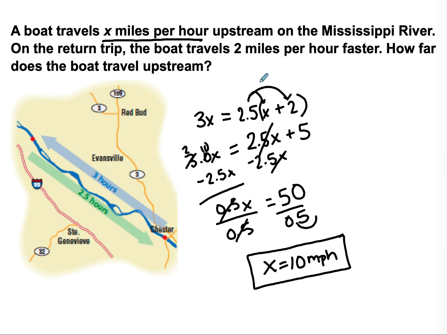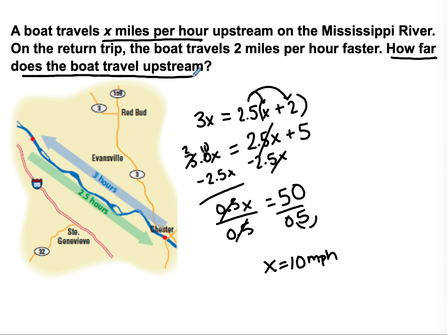So 10 miles per hour is the speed. Oh, wait, hold on. I'm going to erase my box. X equals 10 miles per hour. That is the speed. However, the question says, how far does the boat travel? It didn't say what speed. So now that I know the 10 miles per hour, it went up river 3 hours. So my final step on this one is to do 3 times 10 to figure out the distance, which is going to be 30 miles.